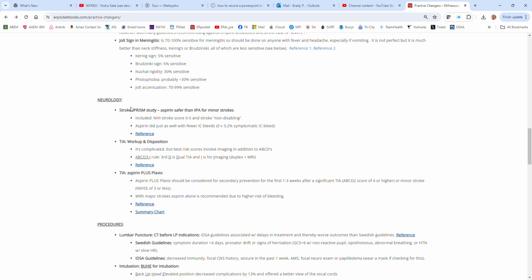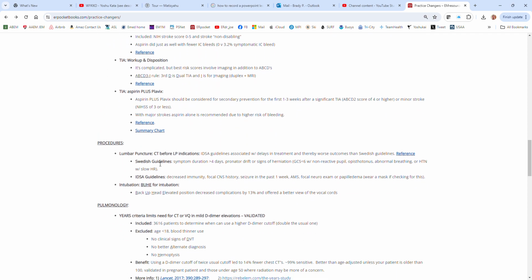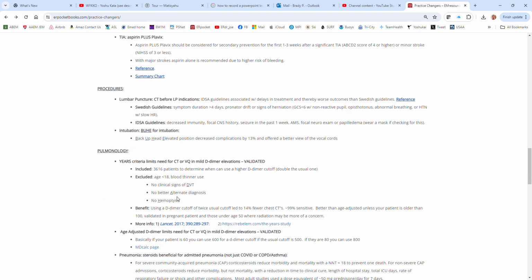And then on and on, we've got neurology, the PRISM study, minor strokes, TIA workup, procedures. The Swedish guidelines, I think, are better for who needs a CT before LP than the American guidelines. This is the American IDSA guidelines. But this is important: meningitis typically presents within 4 days. So if you're worried about meningitis but they have symptoms for more than 4 days, they may have a brain abscess or something else that presents a little more indolently.